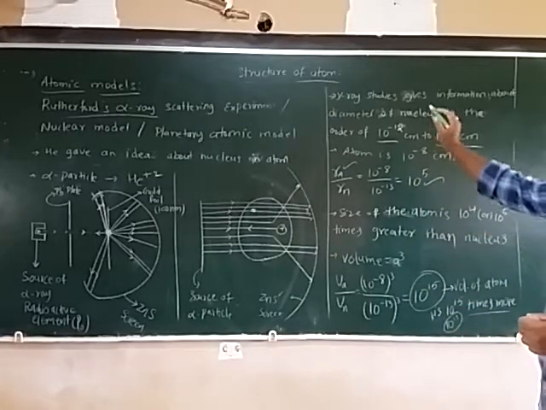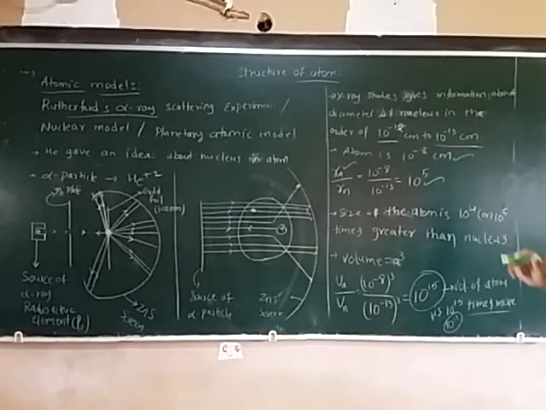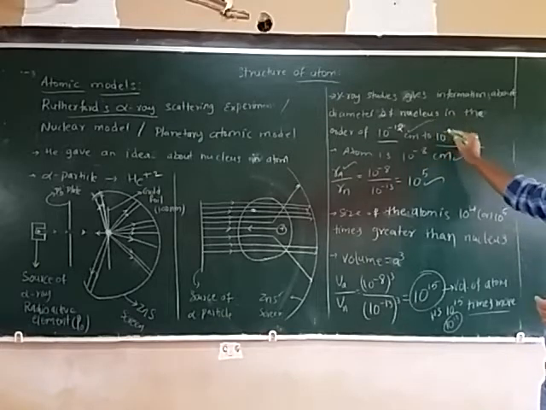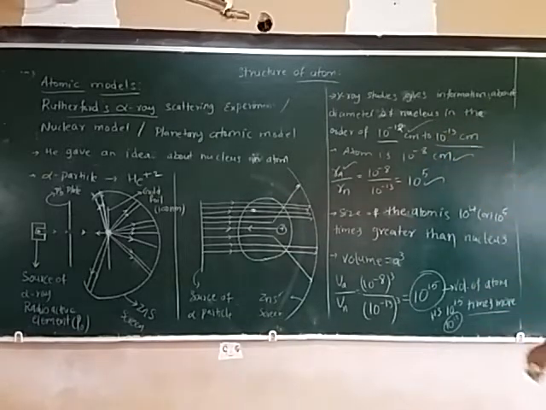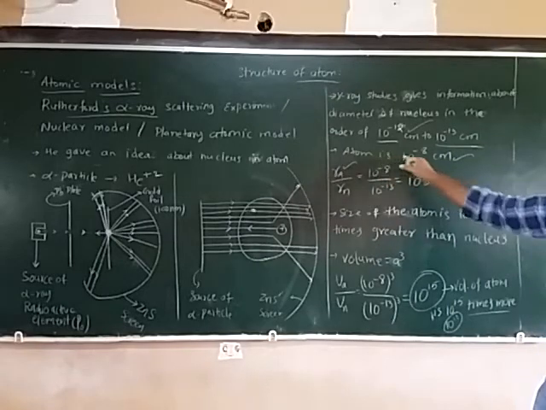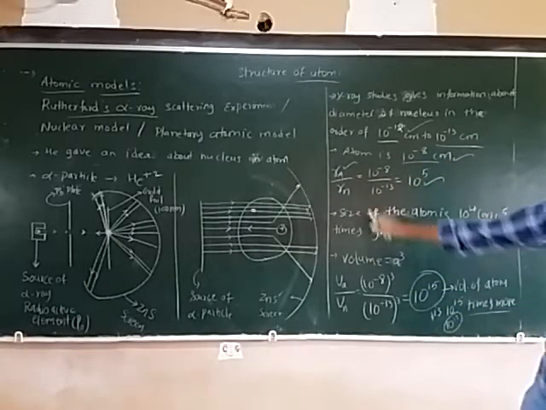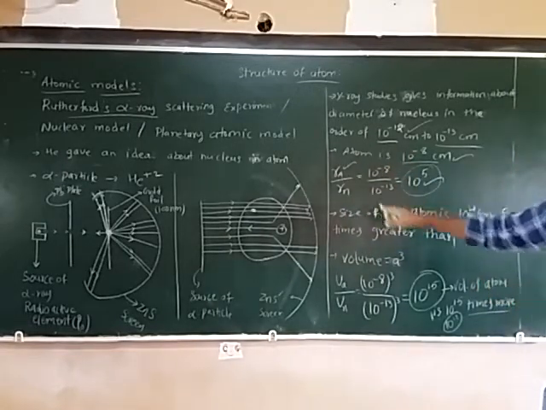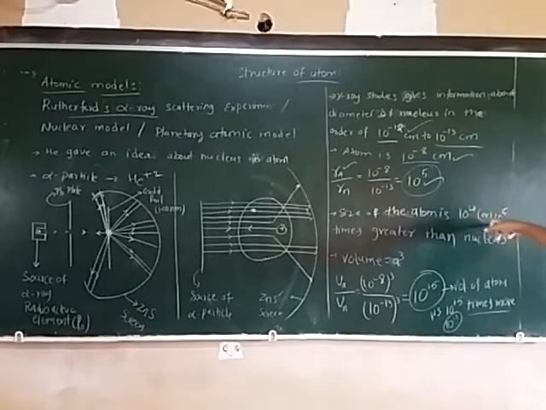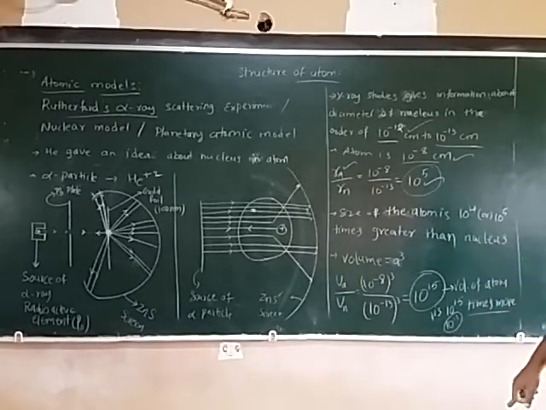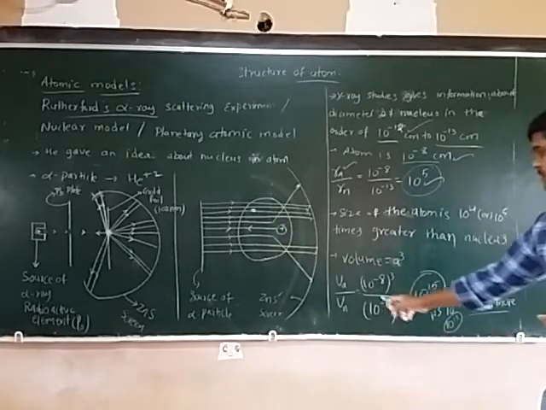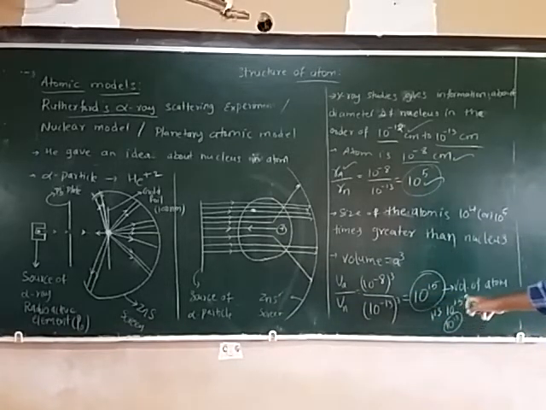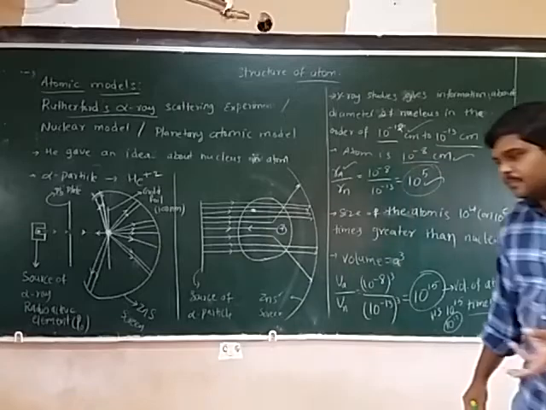Is it clear? So X-ray studies give information about the diameter of the nucleus in the order of 10 to the power of minus 12 or 10 to the power of minus 13. The atom has a diameter of 10 to the power of minus 8. If you observe the ratio, the radius of the atom is 10 to the power of 4 or 10 to the power of 5 times greater than the nucleus. And the volume of the atom is 10 to the power of 15 times or 10 to the power of 12 times more than the nucleus.